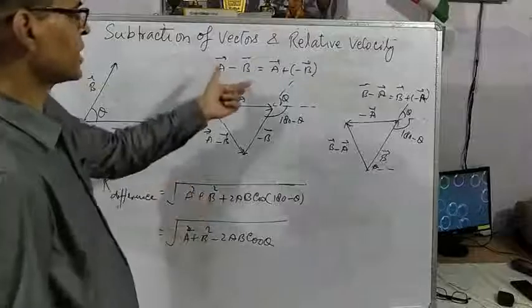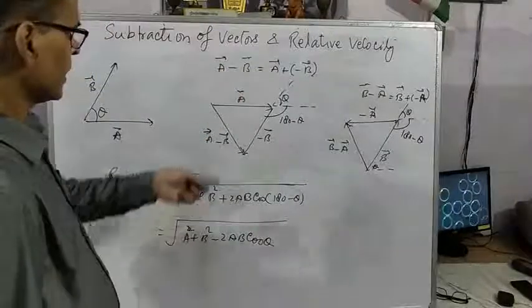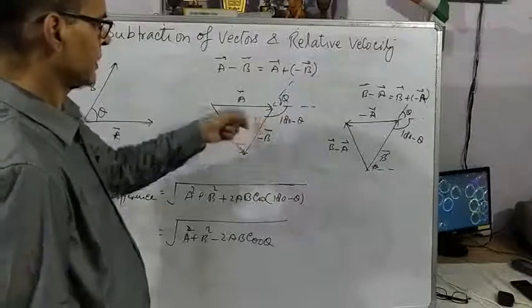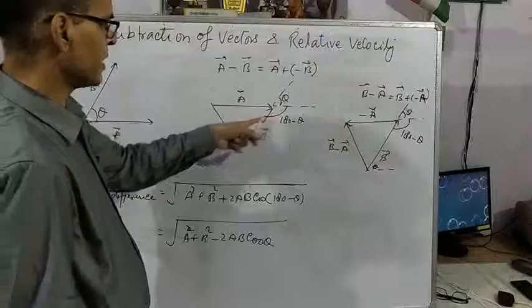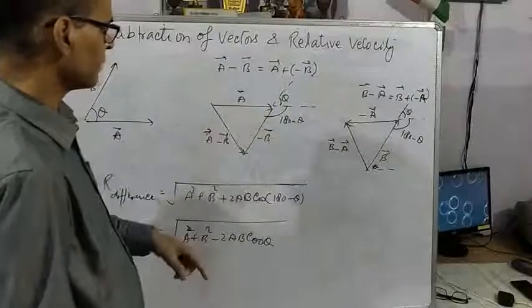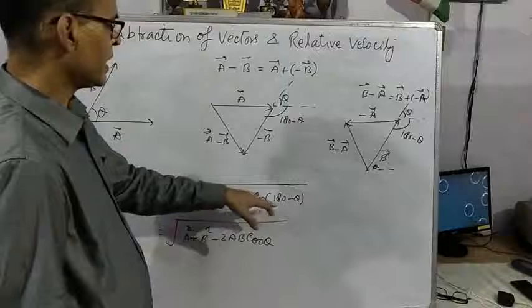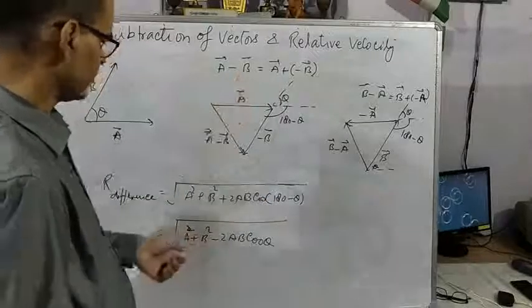So subtraction can also be calculated with the help of a formula. See the diagram. The angle between vector A and minus B becomes 180 minus theta. Now take 180 minus theta in place of theta as you have taken in addition.